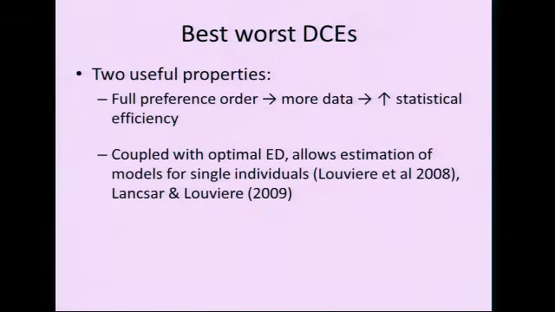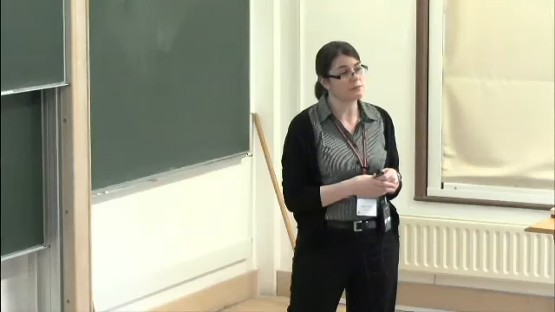Okay, so 2 nice properties of best-worst DCEs. As I've mentioned, you get the full preference order, so we have more data. So this gives us nice gains in efficiency when we estimate our models, and that's what I'm going to focus on today. However, if we couple it with optimal design of particular types, it also allows us to estimate models for a single individual. And this picks up on what Jordan was talking about in his presentation yesterday.